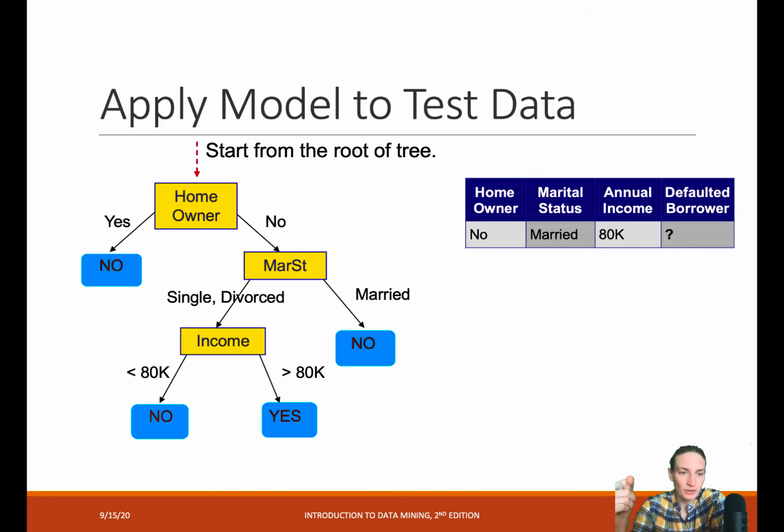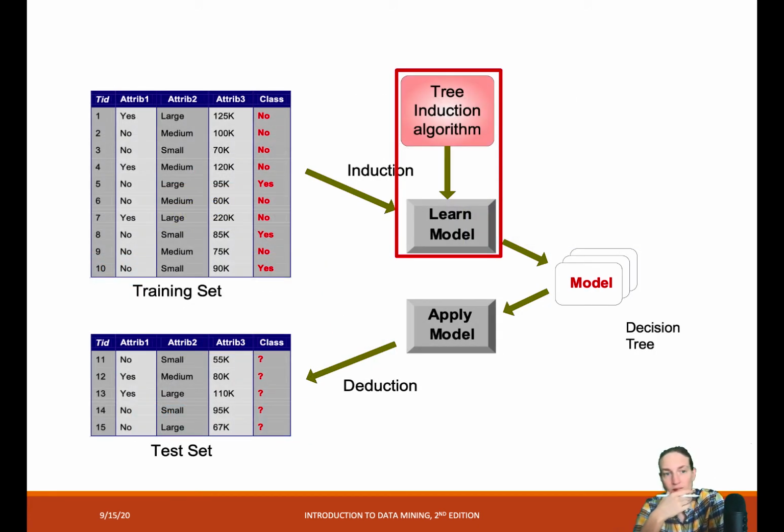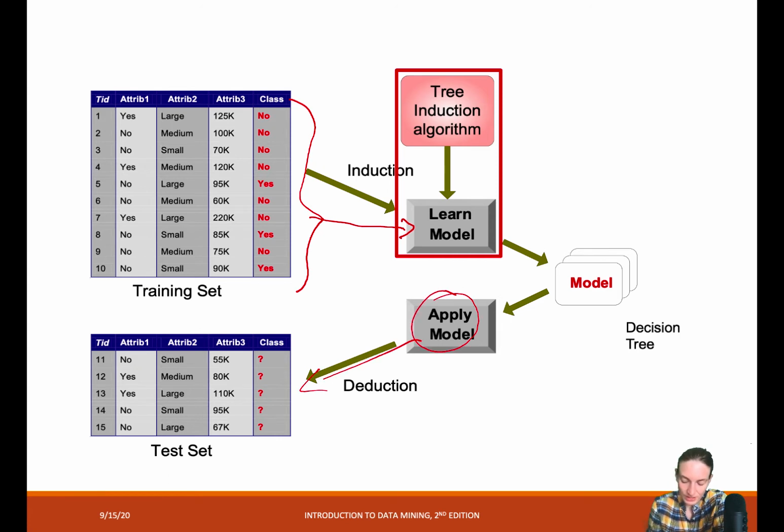When we apply a model to the test data, we start from the root of the tree and we fill everything in. We just did that. Homeowner, no. Marital status, married, so prediction is no. Okay, easy. Right, so we learned the tree from the training data to get a model, and then we can apply it to induce and predict the class. Now let's focus a little bit on how do we induce the tree from the training data set.